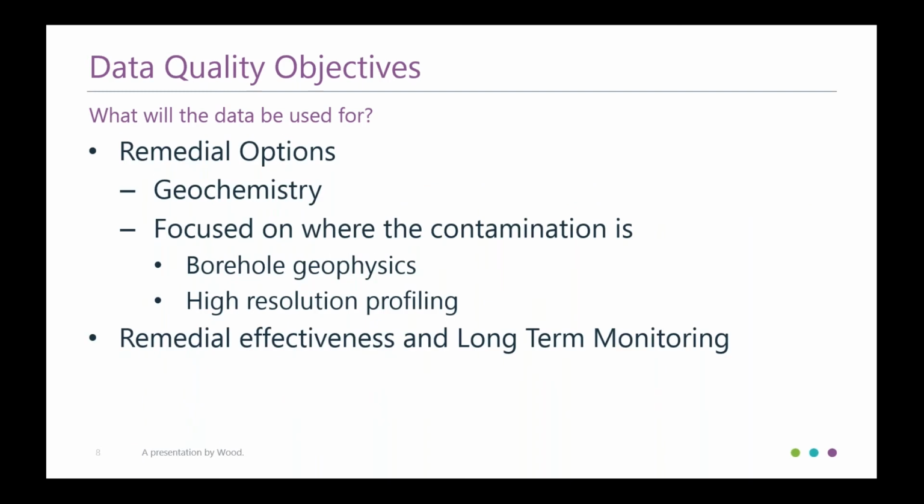Once you've figured out your nature and extent, you're really starting to look at remedial options, and the types of wells that you might be looking at at this point change again. Where is your contamination? You're not looking at receptors and who's impacted. You're really trying to figure out where you want to focus your remedial efforts. If you're pumping and treating, are you pumping and treating on the right fractures? If you're injecting, are you injecting into the right unit that has the most contamination?